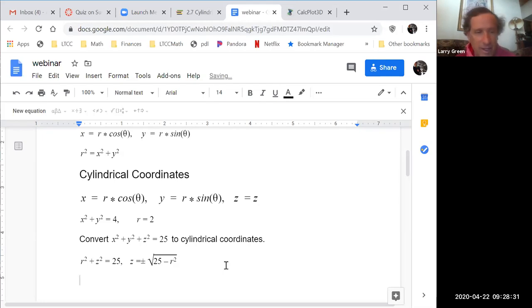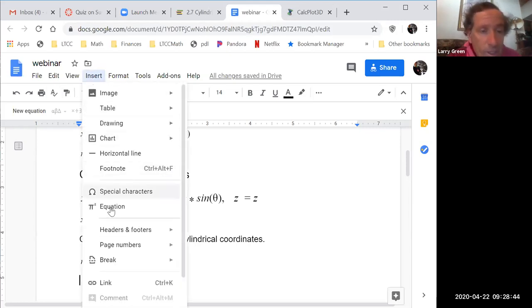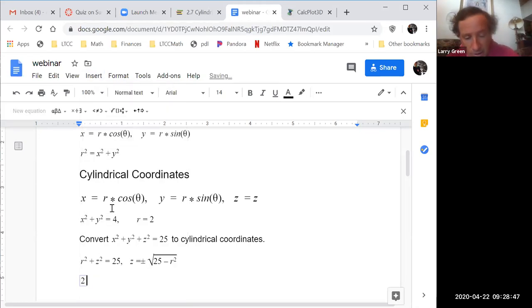Okay, now let's do one that's a bit messier. For some reason you had trouble with this one, but when you see it, it's not that bad, is it? Okay, what if you had a plane? How about 2x minus y plus 3z equals, how about 4? And you want to convert that to cylindrical coordinates.